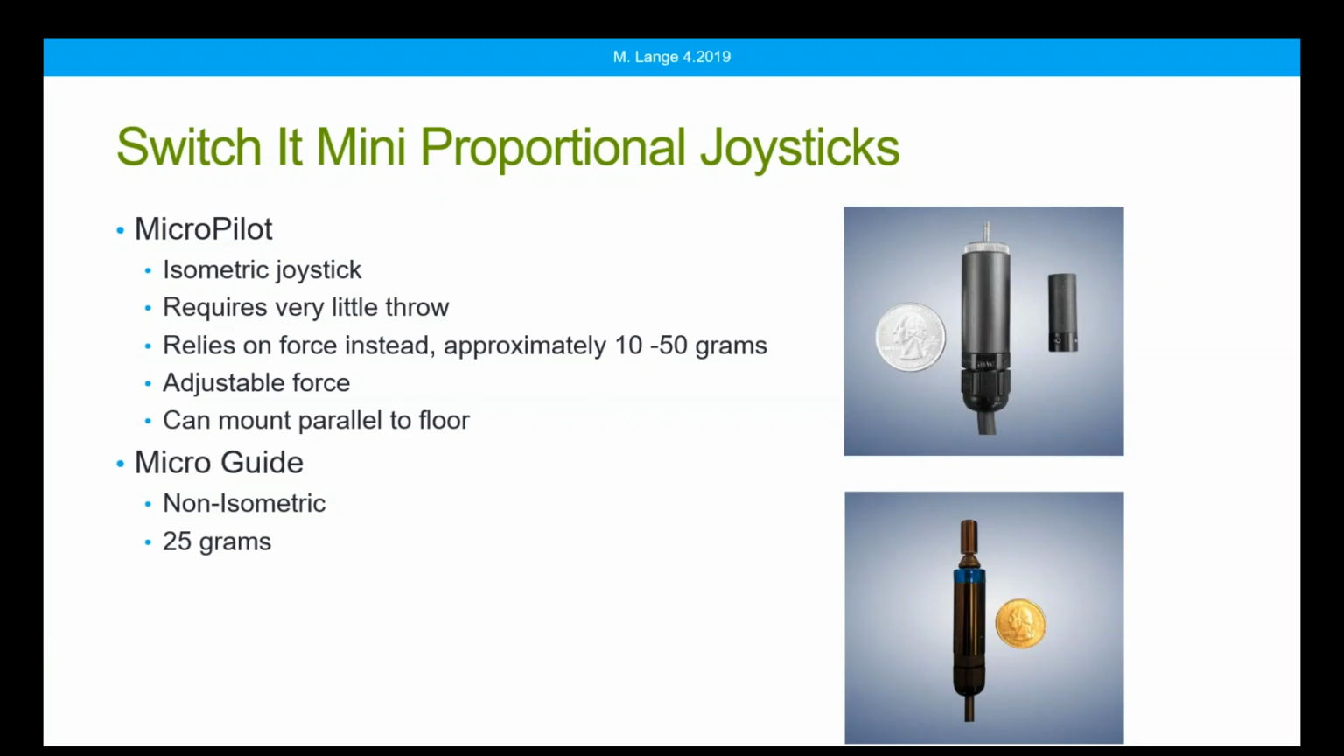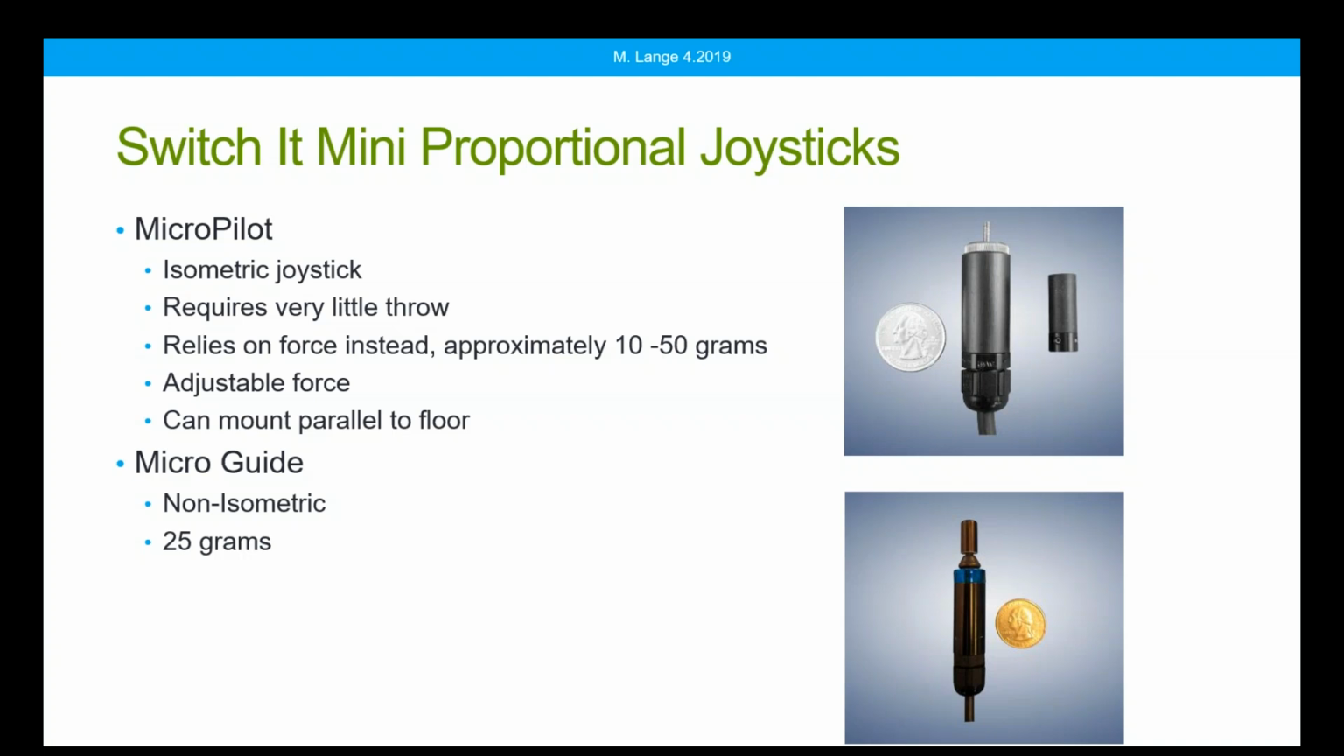We already took a look at the MicroPilot. This can be adjusted way down to 10 grams of force and works well at a finger or thumb. So again, requires almost no throw at all. It responds to force, and because of that, can be mounted parallel to the floor. I will sometimes mount this underneath a stealth hand pad. So again, the client can drape their fingers over the edge of the hand pad. That flexed position of the fingers can improve strength and control for people with muscle weakness.